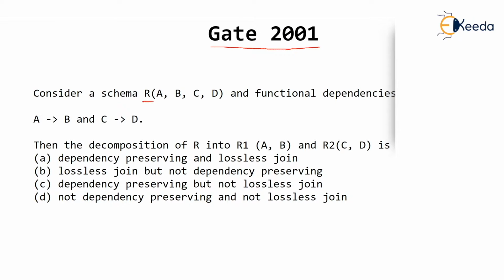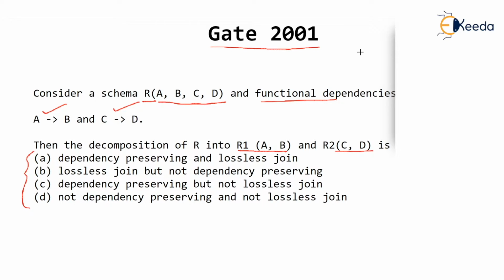Consider a table R which has four attributes A, B, C, D, and the functional dependencies. There are only two functional dependencies. A determines B and C determines D. Then the decomposition of R has been done in AB and CD. And they are asking whether this is dependency preserving and lossless or lossless but not dependency preserving and all that.